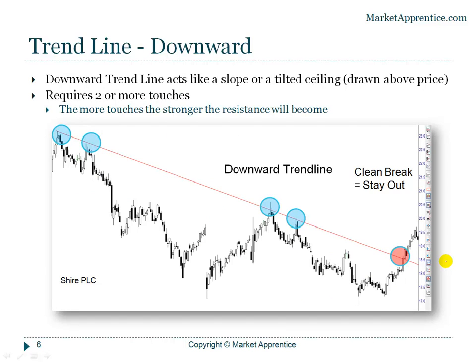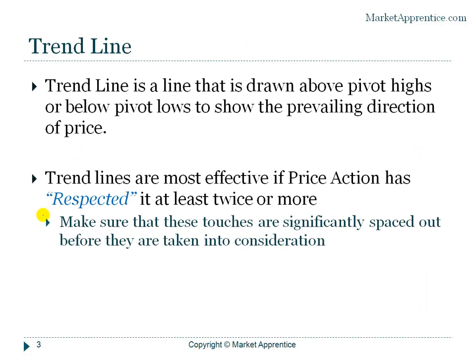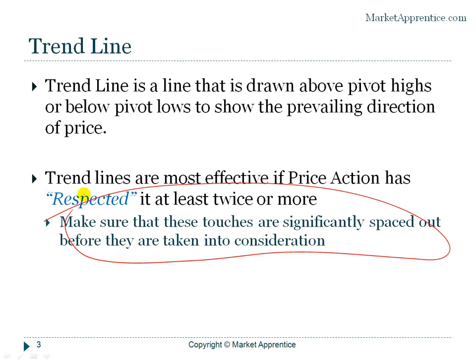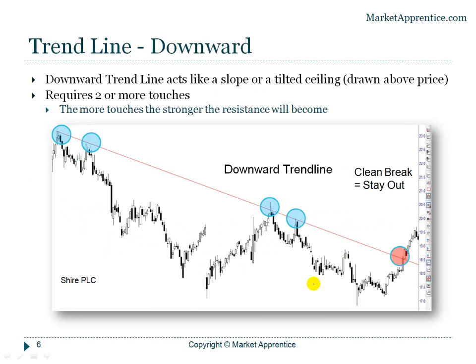In front of us is the Sure PLC daily chart. Looking at the chart, we have first on the top left-hand corner 2 touches. However, remember one of the definitions where make sure those touches are significantly spaced out before they are taken into consideration. In this case, the first 2 touches, or first 2 pivot highs, are quite near each other. Hence, in this situation, we assume that's the first.